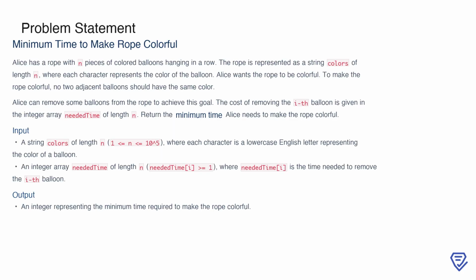Alice has a rope with n balloons hanging in a row, where each balloon is represented by a character in the string colors. The goal is to make this rope colorful, meaning no two adjacent balloons can have the same color. However, if there are adjacent balloons with the same color, Alice can remove one or more balloons to break this pattern. The time it takes to remove the ith balloon is given by the integer array needed time. Our task is to determine the minimum time required to make the rope colorful.